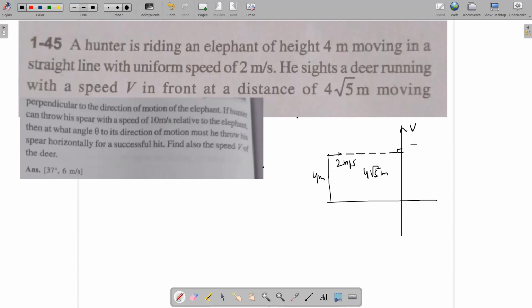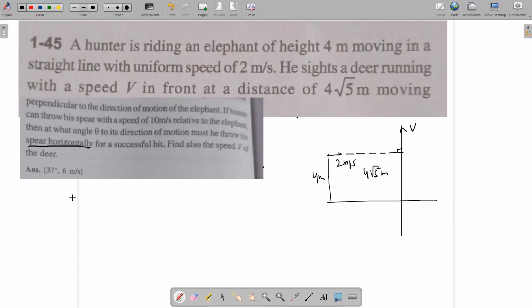If the hunter can throw his spear with a speed of 10 meters per second relative to the elephant, this is not relative to the ground. This is relative to the elephant. The question also asks at what angle theta to the direction of motion of the elephant, meaning the hunter. If the elephant is moving horizontally, then with this horizontal at what angle? And he has to throw his spear horizontally. Suppose you are sitting on the elephant and you just throw your spear. So that should be horizontal.